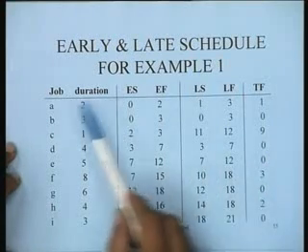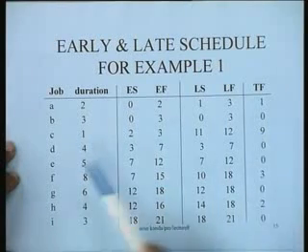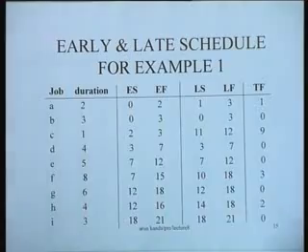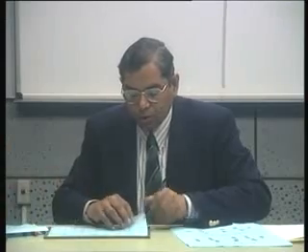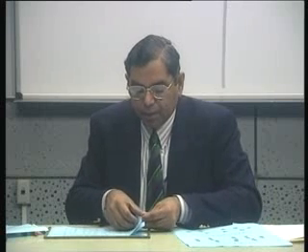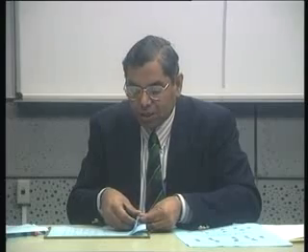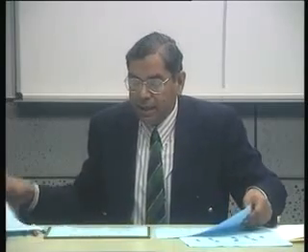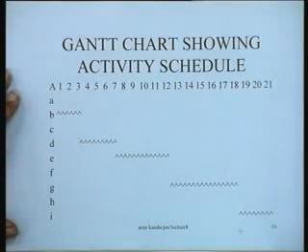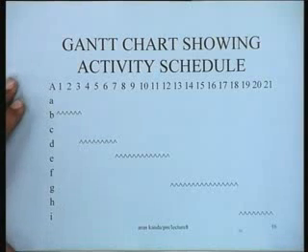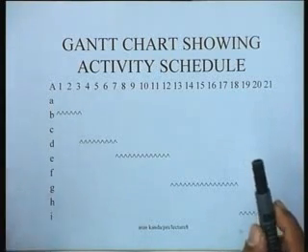This information, which is the basic schedule determined by this exercise, can also be easily obtained on the basis of what we call a Gantt chart. Now a Gantt chart is a convenient representation. In fact, many computer programs automatically give you a Gantt chart representation of the schedule that you have.